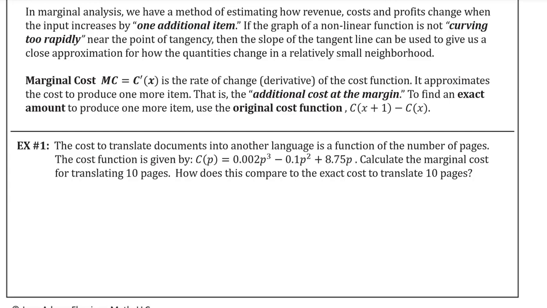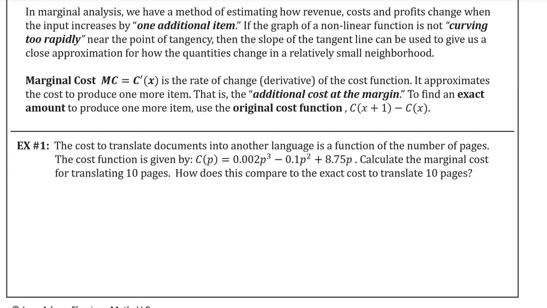Then we have something called marginal cost, which is the derivative of our cost function, and it approximates the cost to produce one more item. So in other words, it's the additional cost at the margin. That's why it's called marginal cost, because we're already at our margin, which is the window we want to be at. So how much more are we going to have to spend?